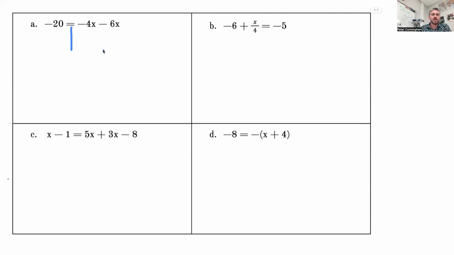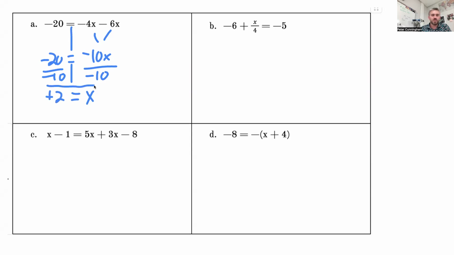Okay, so negative 4x and negative 6x combine to make negative 10x equals negative 20. Solve by dividing by negative 10. So now you have x all alone, and it equals negative divided by a negative, which is going to give me a positive 2. Almost slipped up, almost put a negative there.